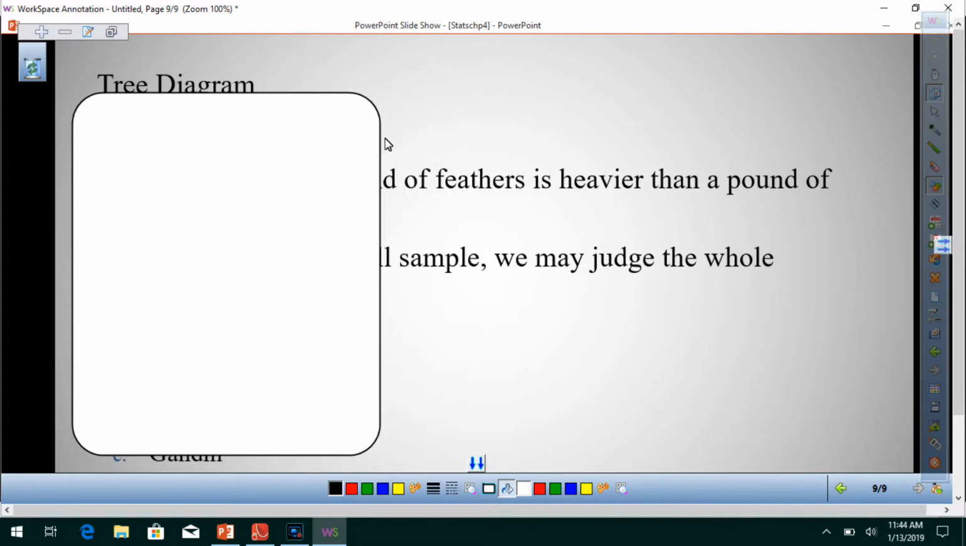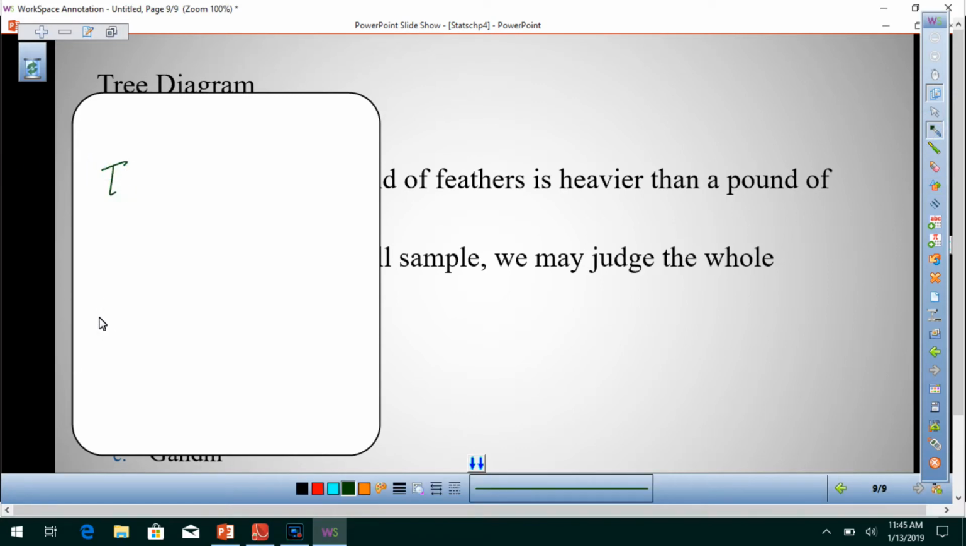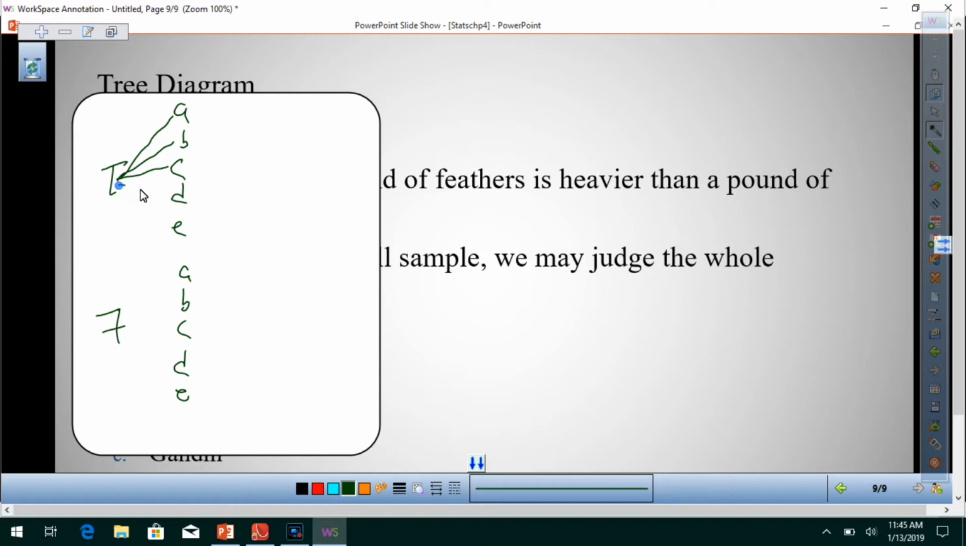Well, anyway, so here we go. First question is either true or false, right? Now, the second question can be A, B, C, D, or E. And then we have A, B, C, D, or E. So let's connect these. So what's the sample space? Well, here we got 2, right? And then here we got 5 in each one. So that gives us 10, right? Let's count it. 1, 2, 3, 4, 5, 6, 7, 8, 9, 10.